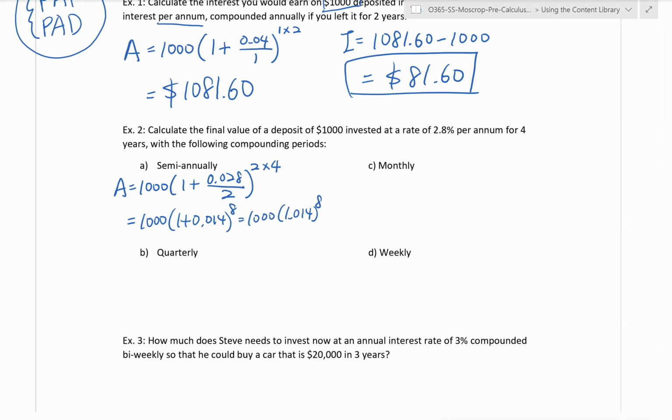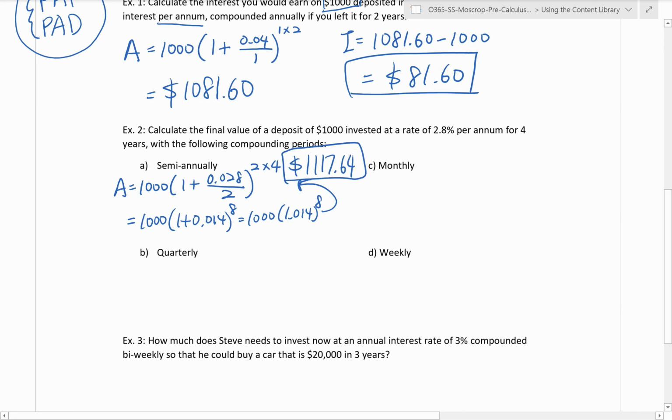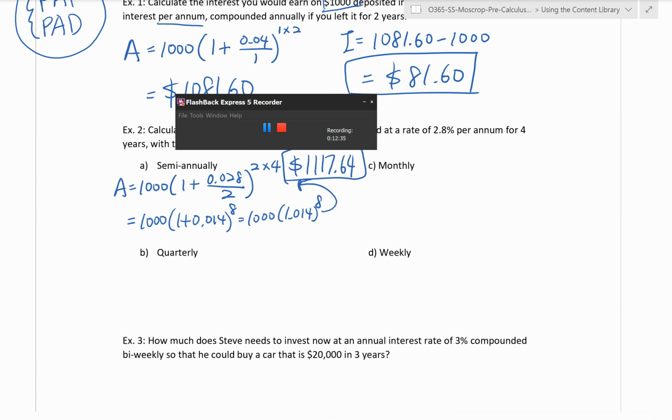1.014 to the power of 8. You should get 1.1176 times 1,000. So at the end of 4 years, you should get $1,117.64. For money, always round to 2 decimal places, to the nearest cent. I'll let you try B, C, and D and see if you get what I will get in a second.